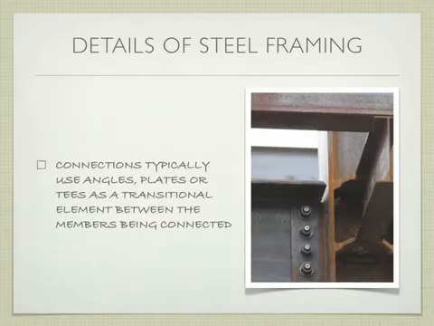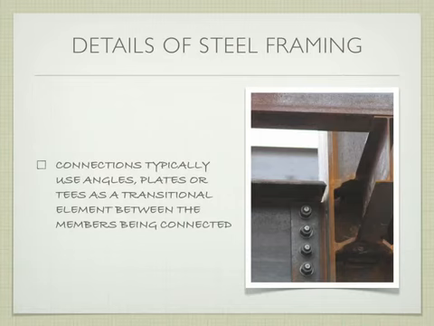So the connections, right, typically use angles, plates, tees, a transitional element between the two larger pieces that connect, right? So if we're connecting a column to a beam, and this one hasn't been welded yet, for example, right? We have a plate that's been welded onto the column, right, at the fabricator shop with the holes drilled through it so that on the site we can put the beam into place, put the bolts into place, and the building will stand temporarily, right?